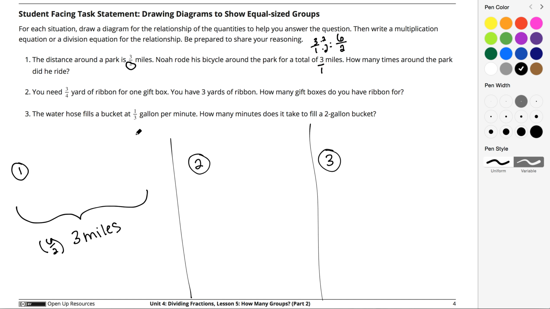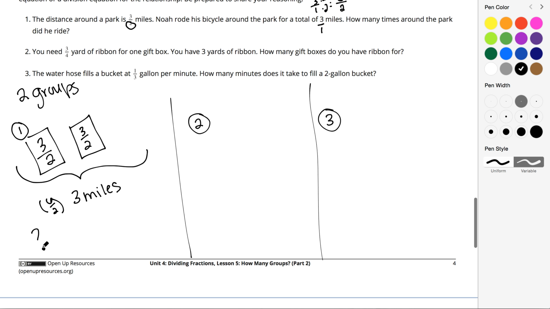So if he went 3 miles, how many times do we need a piece the size of 3 over 2 to get to 3 miles? So I'm going to start with 3 over 2. That's group 1. Am I at 6 over 2 yet? Nope. So I'm going to do it again. 3 over 2. Now am I at 6 over 2? Yes. So I need 2 groups. I could think of this as how many groups times something the size of 3/2 equals 3 miles.